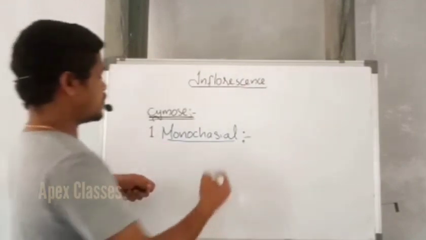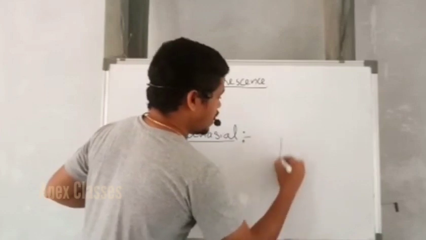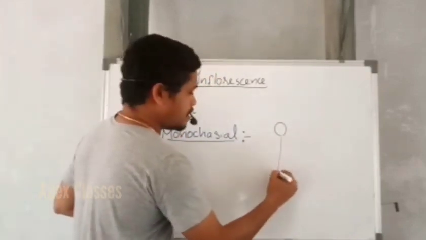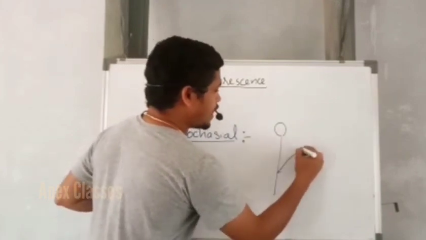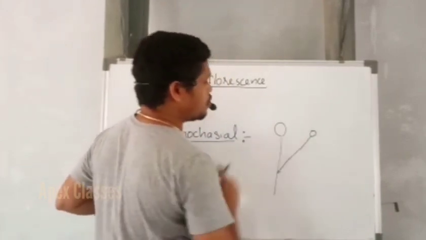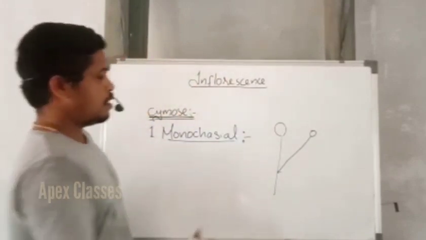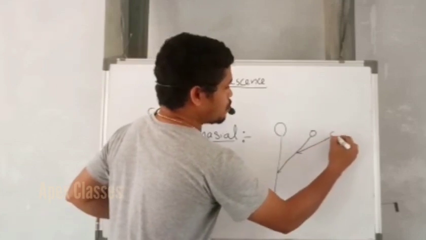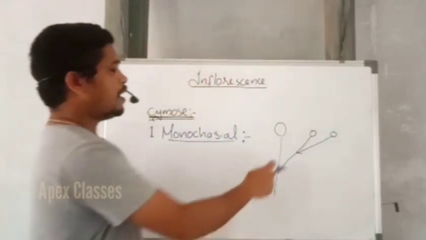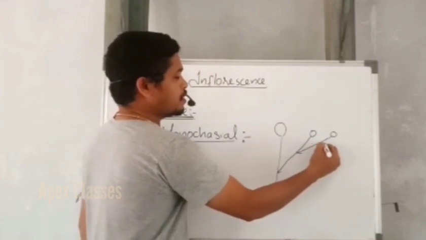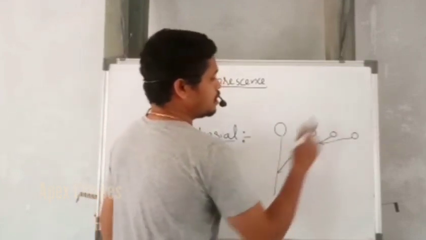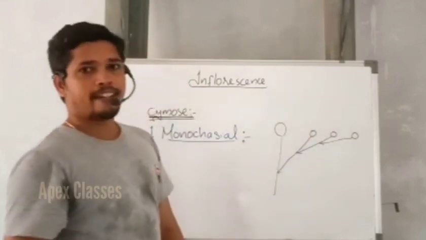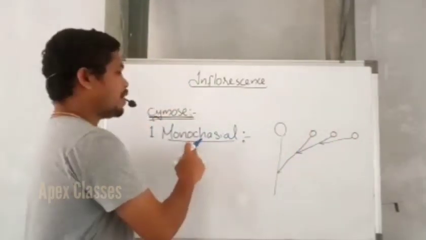In monochasial cymose inflorescence, the main axis terminates into a flower. From the main axis, one lateral branch arises, which also terminates into a flower. From this, another lateral branch arises and it also terminates into a flower. Here, the lateral branches are arranged on the same side and terminate into a flower. This type of arrangement is known as a monochasial cyme.